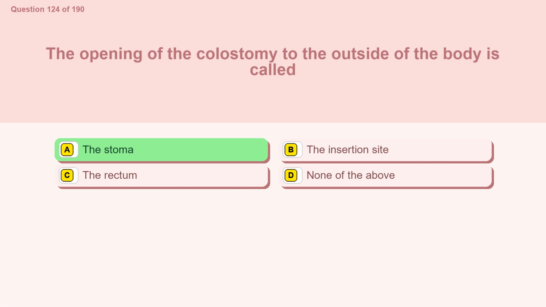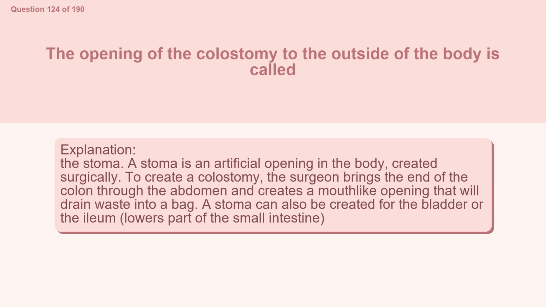The correct answer is option A, the stoma. A stoma is an artificial opening in the body, created surgically. To create a colostomy, the surgeon brings the end of the colon through the abdomen and creates a mouth-like opening that will drain waste into a bag. A stoma can also be created for the bladder or the ileum, the lowest part of the small intestine.